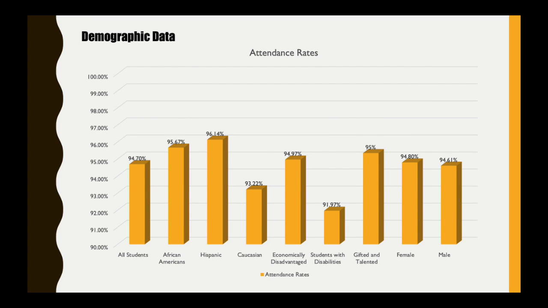Moving on to our attendance rates, I have spread it out into more detailed categories so we can focus on the groups that need more attention. We can see that other than the students with disabilities, whites and male students have the lowest attendance rates. We need to discuss what we can do for these specific students.